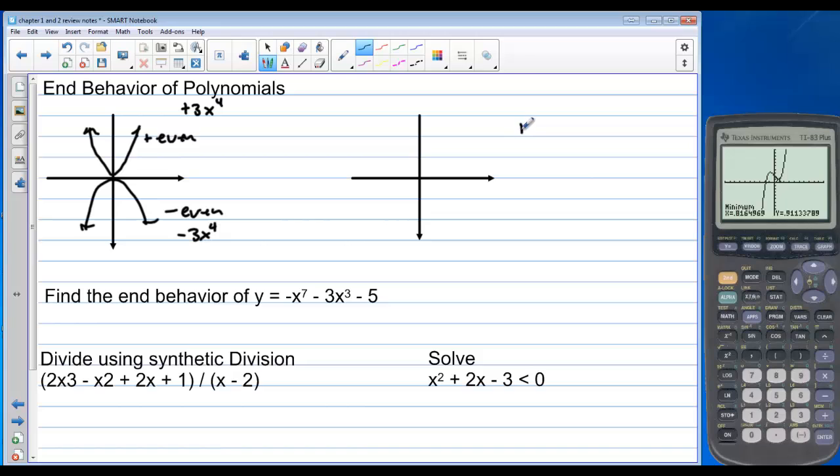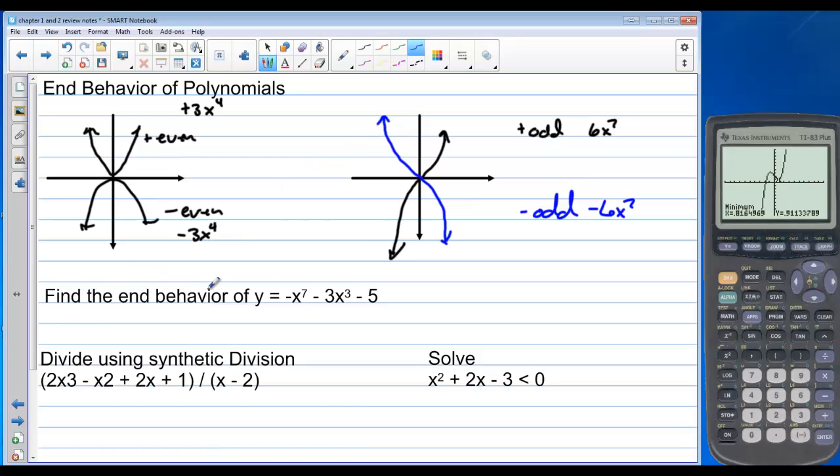We could talk about positive odd. For example, if the polynomial started out with positive 6x to the seventh, where the exponent is odd, the function is going to look like a positive x to the third. So it's going to look like that. And then if we have a negative odd, for example, if we had negative 6x to the seventh, then the function is going to end like this. There might be some twisting and turning in the middle, but eventually that's how it's going to have to end.